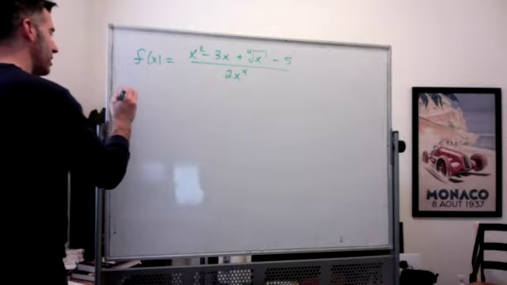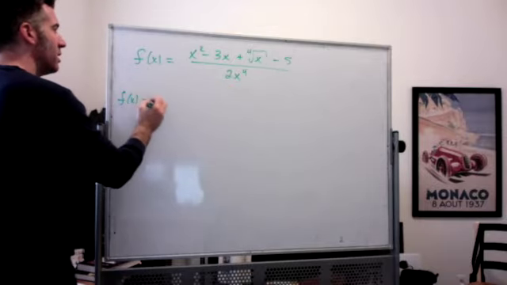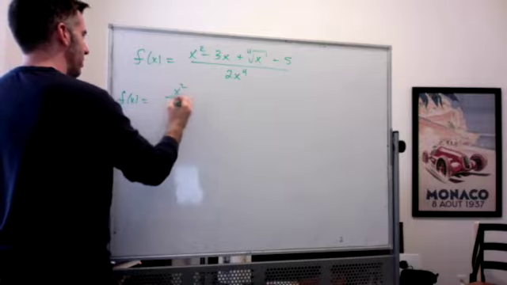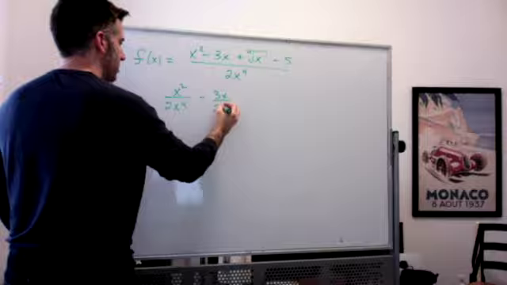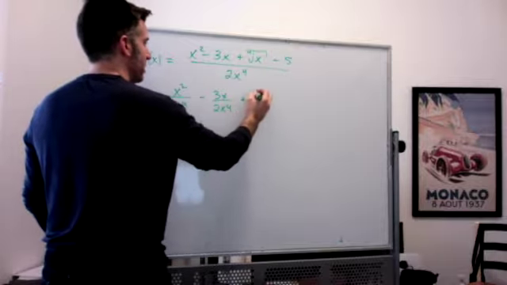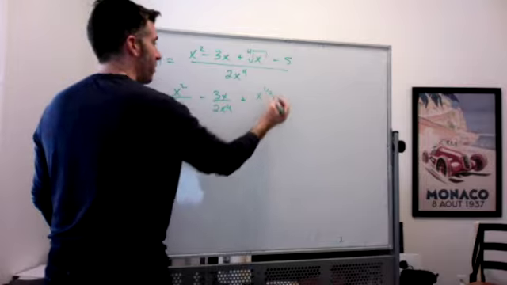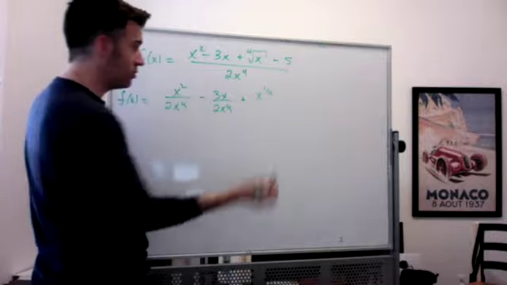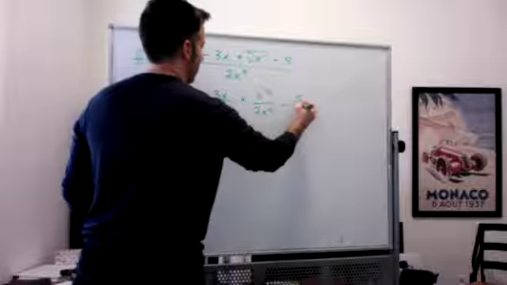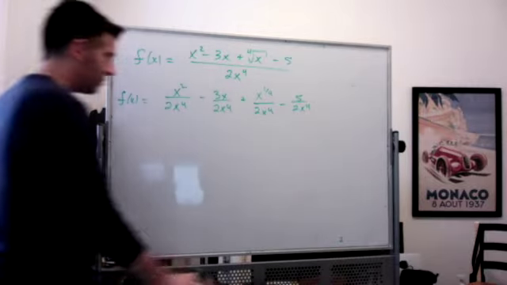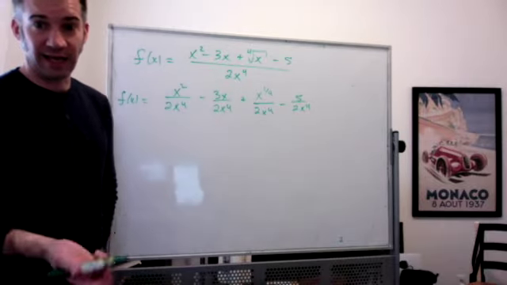So I'm going to rewrite this as f of x equal to x squared divided by 2x to the fourth, minus 3x divided by 2x to the fourth, plus the x to the 1/4. I'm going to change it to a power instead of a root, divided by 2x to the fourth, minus 5 divided by 2x to the fourth. And then I'm going to rewrite all of those as x to a power.